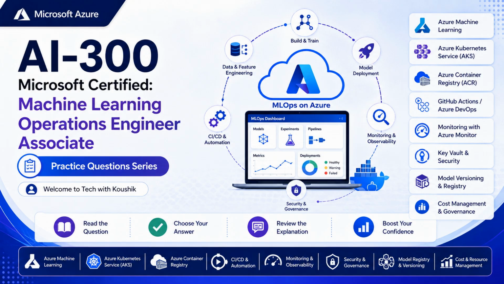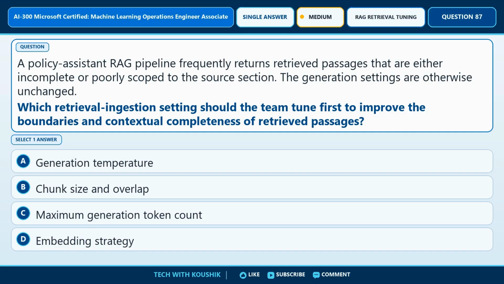Let us begin set 3. The next item is question number 87. This question focuses on our RAG retrieval tuning.